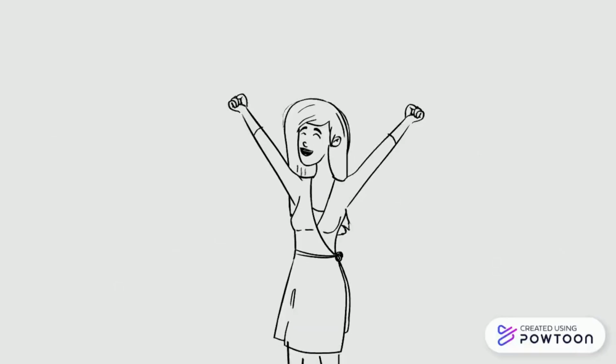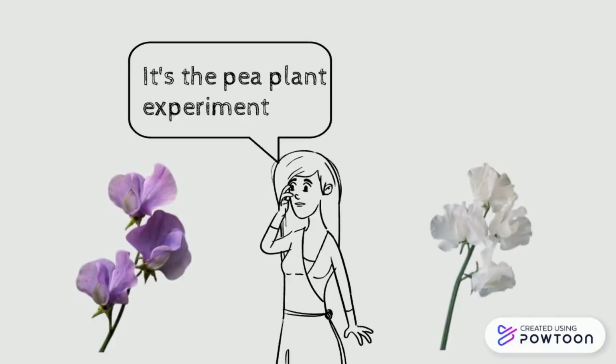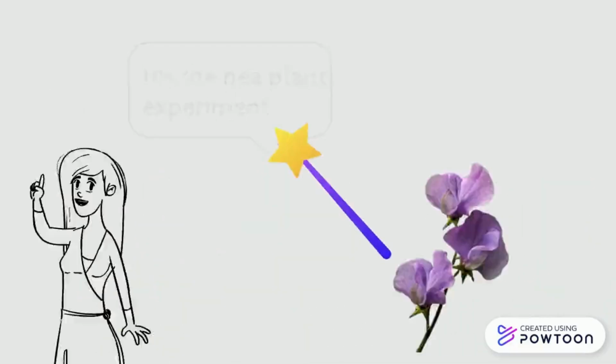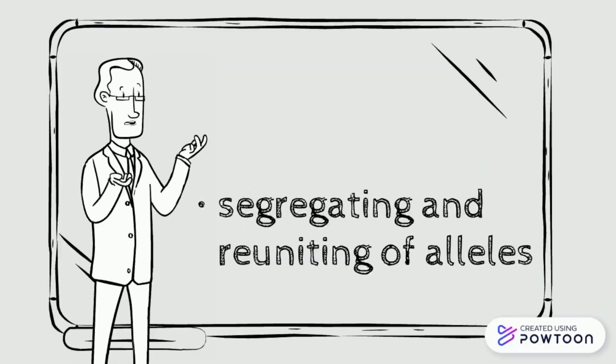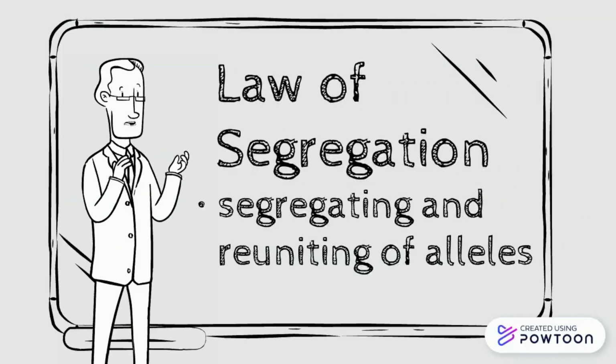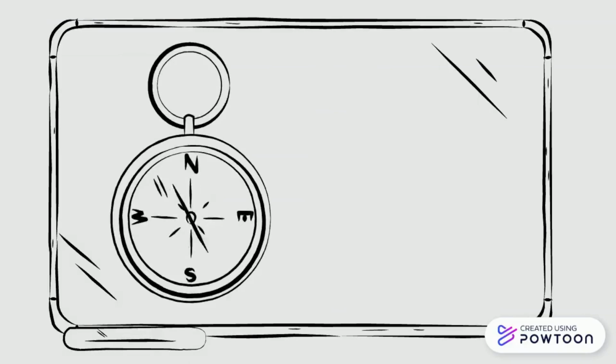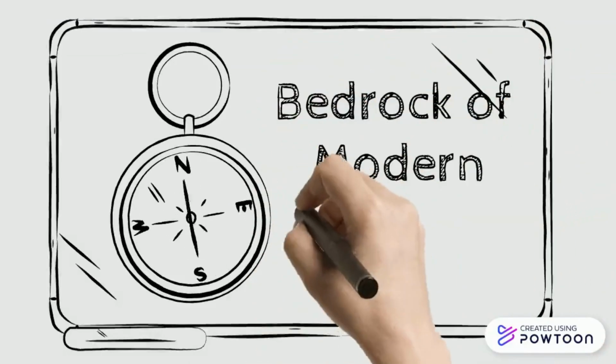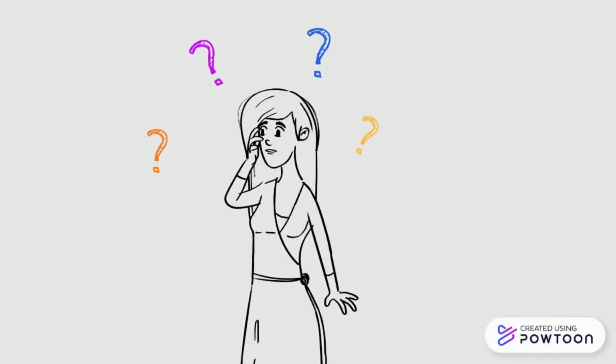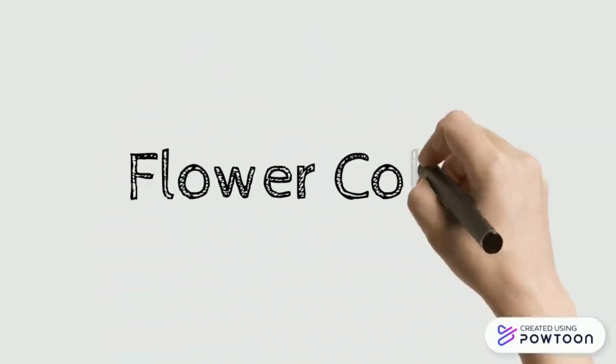So, the next time you see a trait seemingly skip a generation, remember Mendel and his pea plants. It's not magic, it's the elegant dance of alleles, segregating and reuniting according to Mendel's law. This fundamental principle is the bedrock of modern genetics, and it all started with a simple question about flower color.